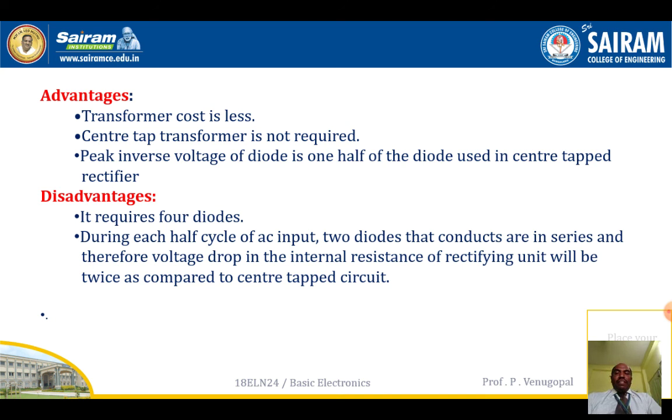Next we will see the expressions of the DC current, RMS value of the current, RMS value of the voltage and the DC voltage, ripple factor and efficiency of rectification, and voltage regulation for both half wave and full wave rectifiers.